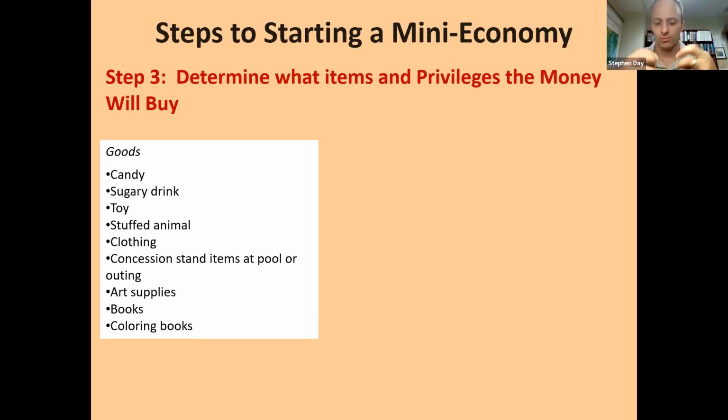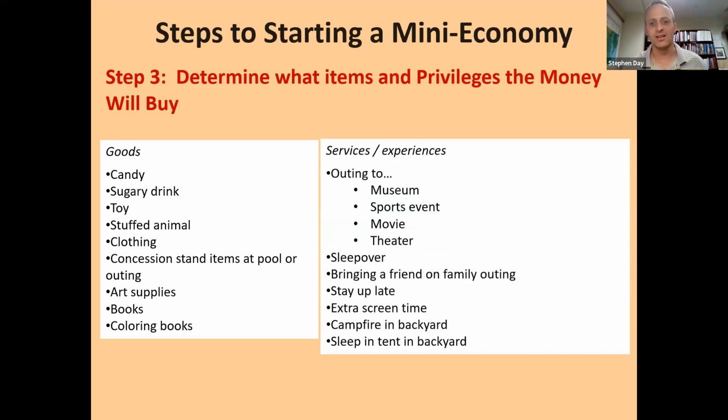Okay, so those are goods. A good is something tangible that you can touch or hold. Then there's also services and experiences. So outings. Okay, I'll take you to the Kickers game. I'll take you to the movie. I'll take you to go see Hamilton next time it's in town. A sleepover with a friend.